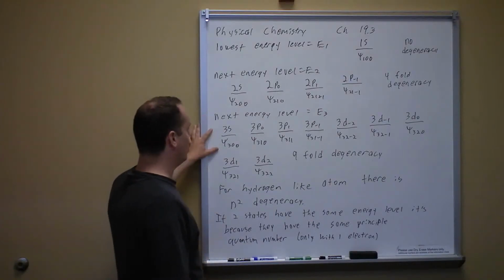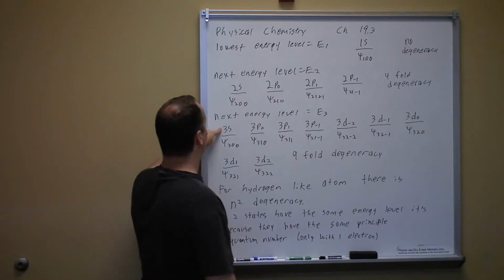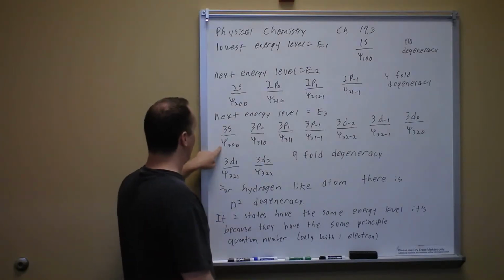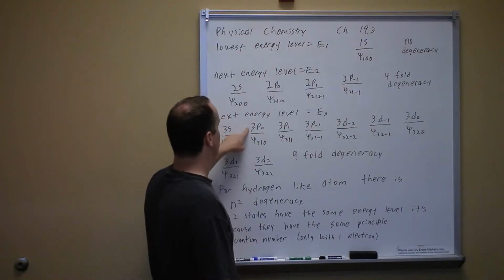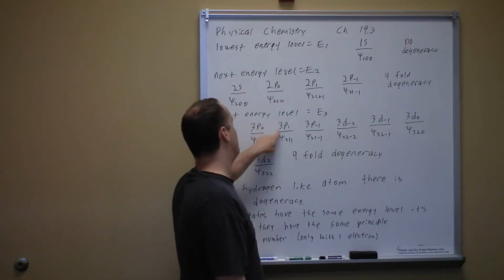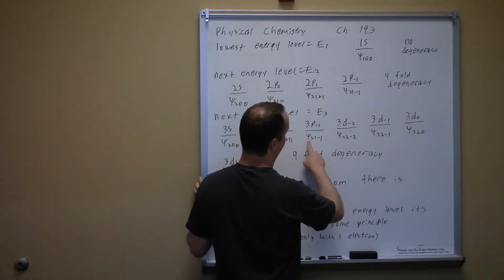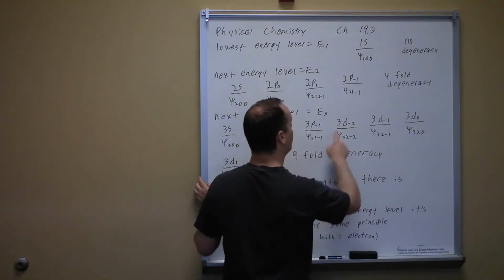Now the next energy level up, we call that E3, because n is equal to 3 now. And for this one, there are 9 different functions. One we call the 3s shell, which is written psi 300. There's 3p0, which is written psi 310. There's 3p1, which is psi 311. There's 3p minus 1, which is psi 31,-1.